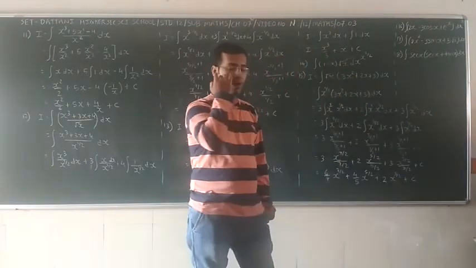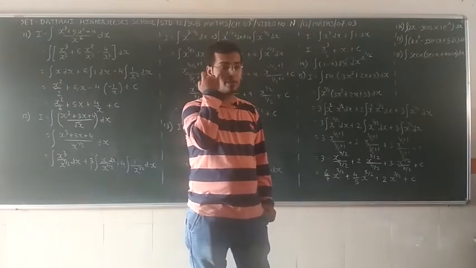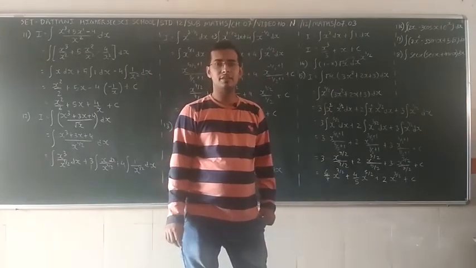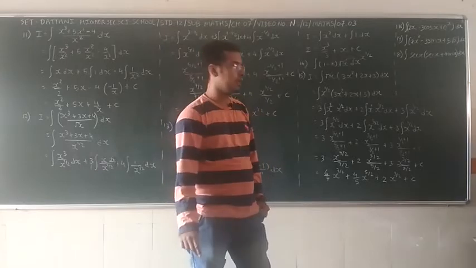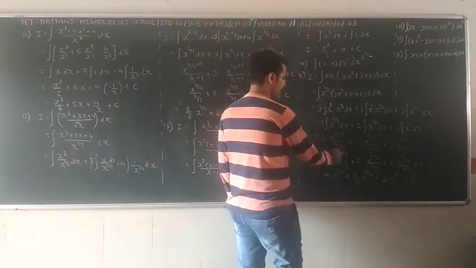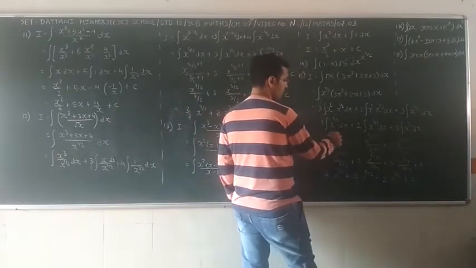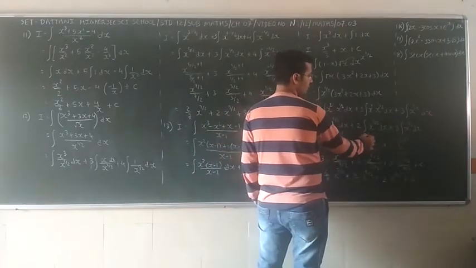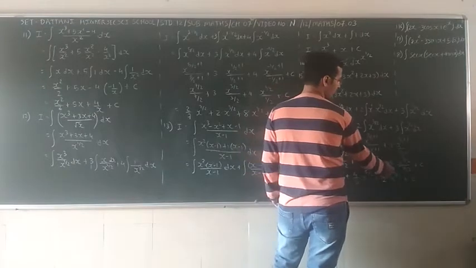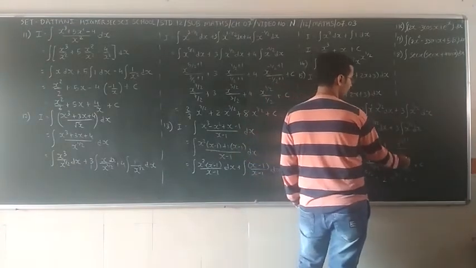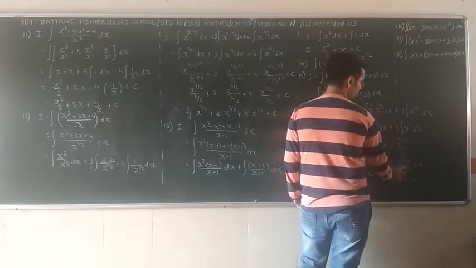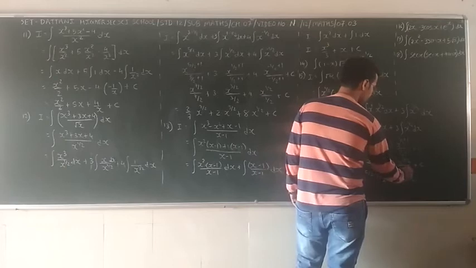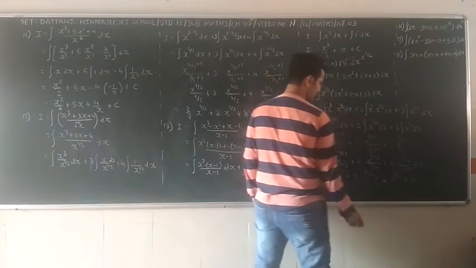Here we use the formula: integration of x raised to n dx is equal to x raised to n plus 1 upon n plus 1. 5 by 2 plus 1, 2 ones are 2, plus 5, 7 by 2 upon 7 by 2, plus 2. 2 ones are 2, plus 3, 5 by 2 upon 5 by 2, plus 3. 2 ones are 2, plus 1, 3 by 2 upon 3 by 2, plus c.